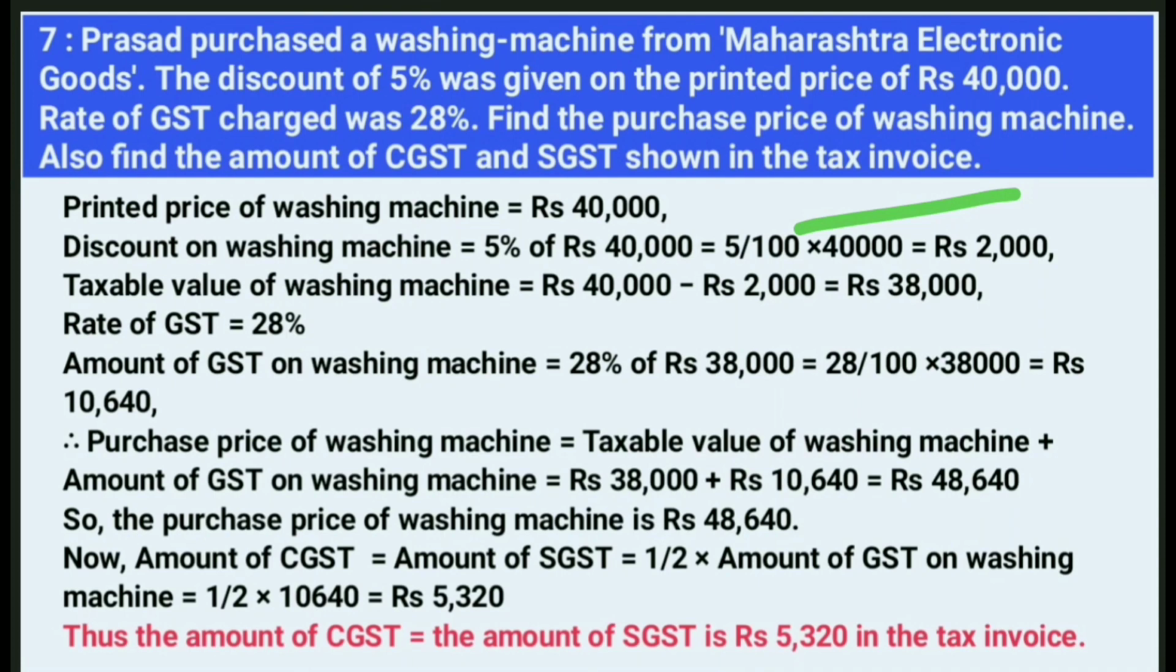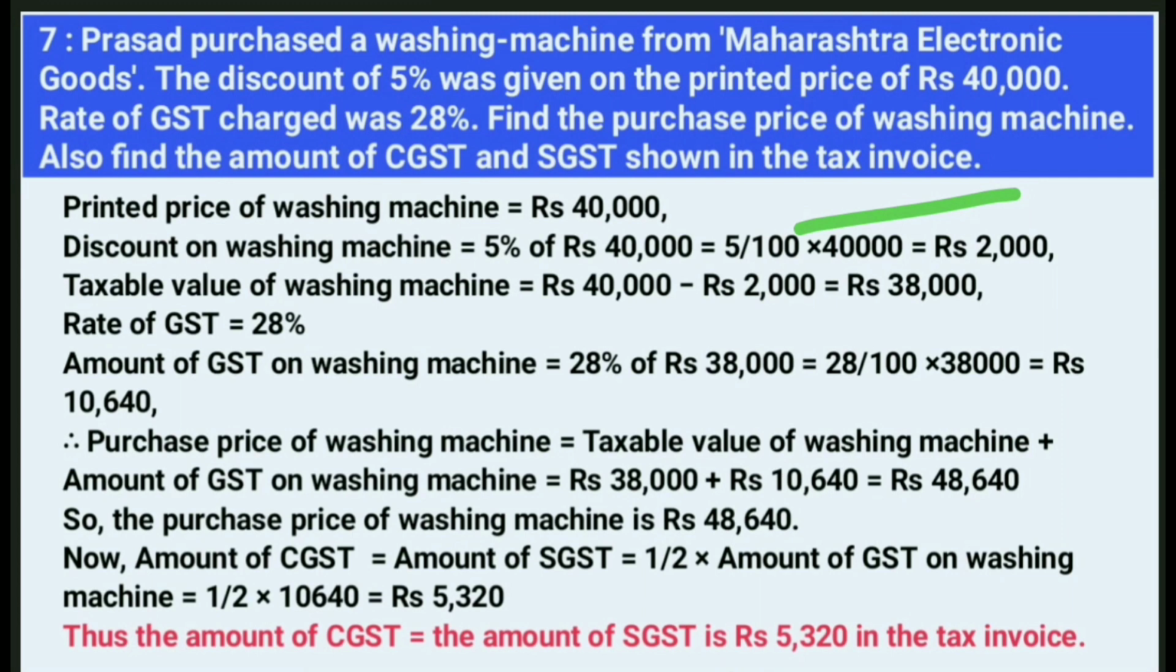Question number 7. Prasad purchased a washing machine from Maharashtra Electronic Goods. The discount of 5% was given on the printed price of rupees 40,000. Rate of GST charge was 28%. Find the purchase price of washing machine. Also find the amount of CGST and SGST shown in the tax invoice.